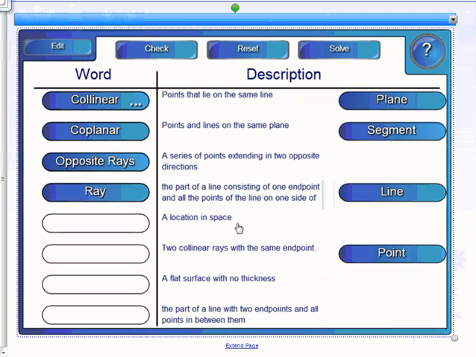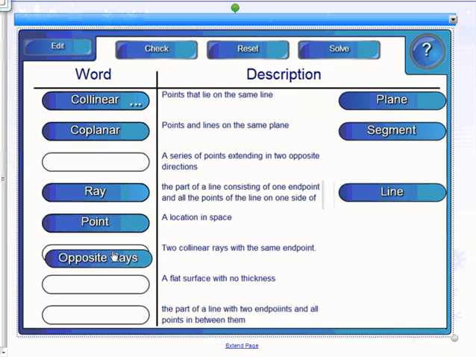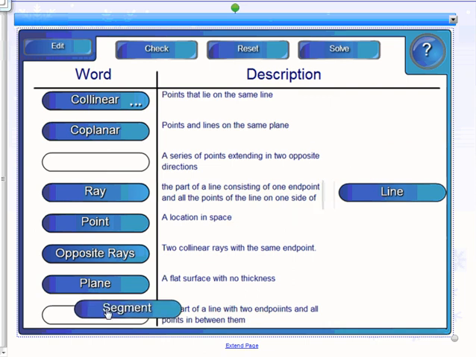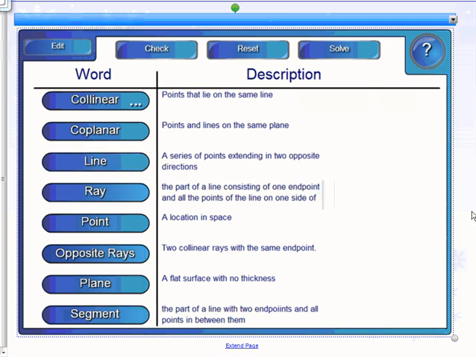Technical difficulties. Okay. A location in space is just a point. Two collinear rays with the same endpoint, oh wait, that would be opposite rays. A flat surface with no thickness would be a plane. The part of a line with two endpoints and all the points in between them would be a segment. And I apologize about the confusion earlier. A series of points extending in two opposite directions is a line. All right, that concludes our lesson for today.